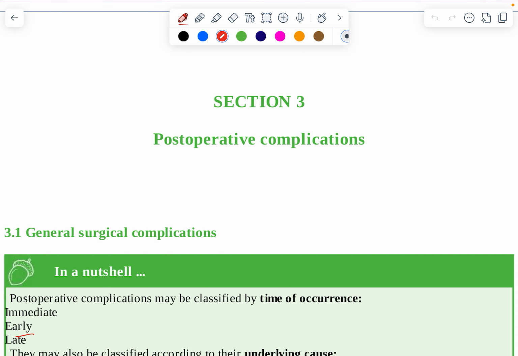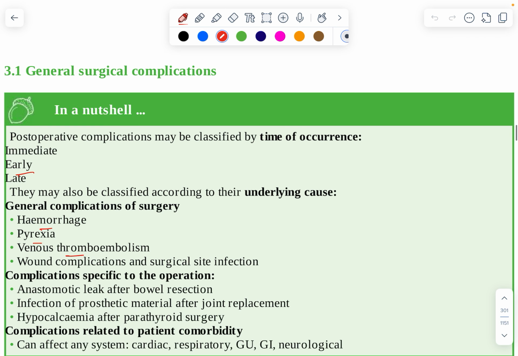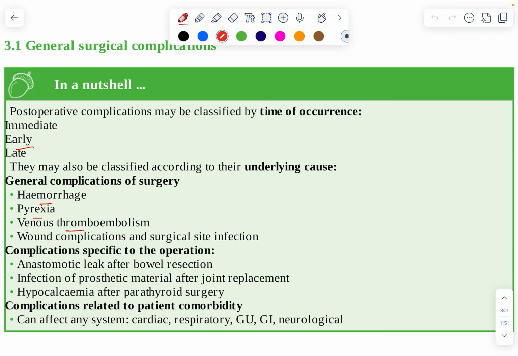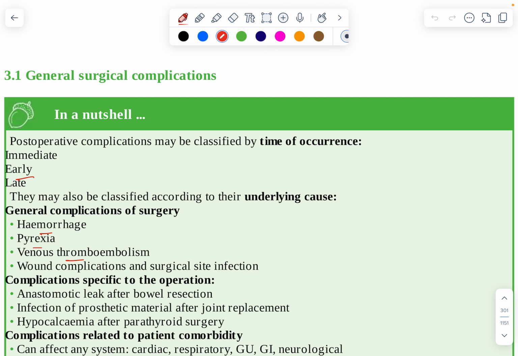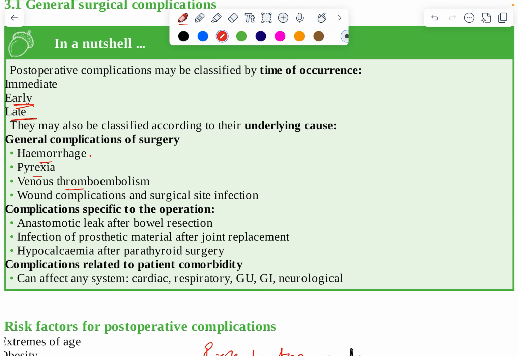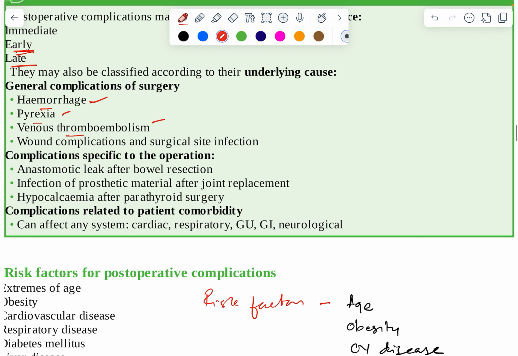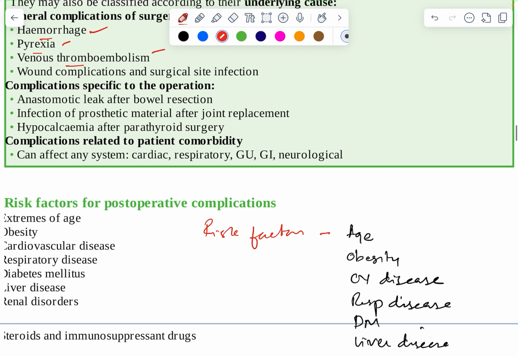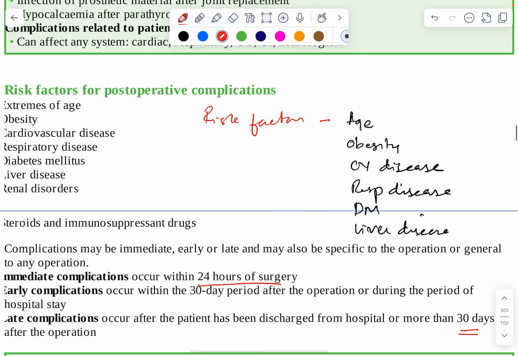So let's see post-operative complications. What are the physiological changes in surgical complications? Post-operative complications can be immediate, that is early, or late. They can be classified according to underlying cause, whether it is hemorrhage, pyrexia, venous thromboembolism, or wound complications. Complications specific to the operation include leak of the prosthetic material.